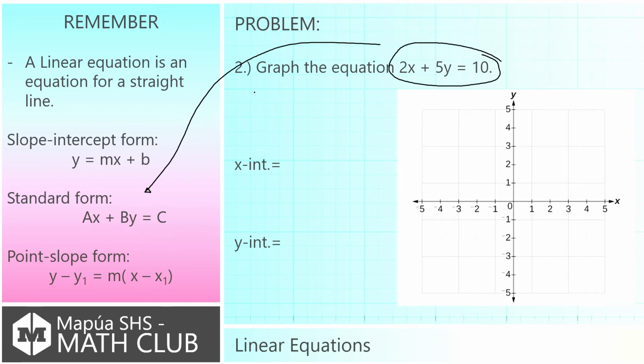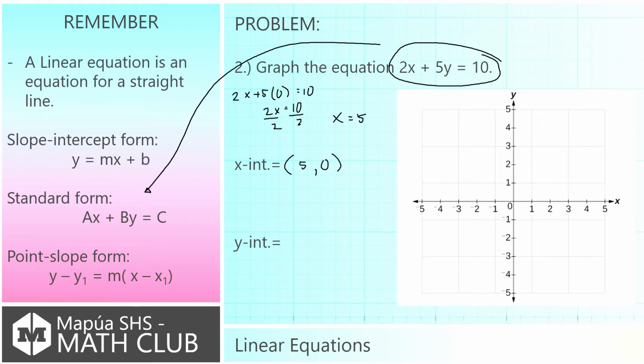So our solution will be 2x plus 5 times 0 equals 10. This will be 2x equals 10. Divide both sides by 2 to cancel the coefficient beside x. Therefore, the x-intercept will be at point (5, 0).